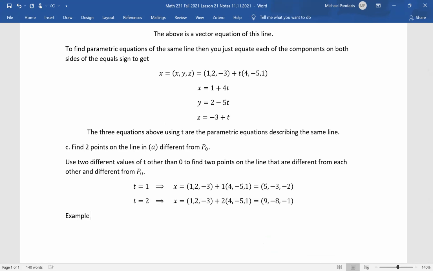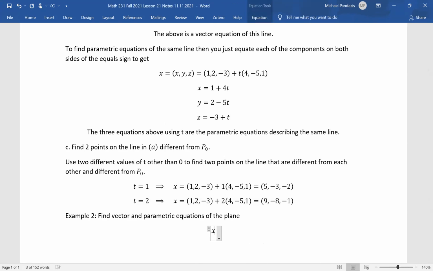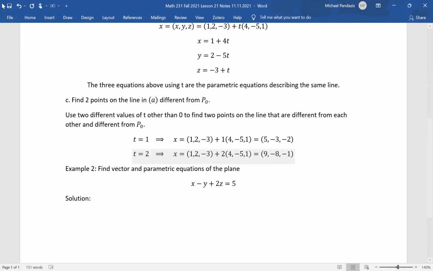Here's another example. This is example 2. Find vector and parametric equations of the plane. And so the plane is represented by x minus y plus 2z is equal to 5. And so here's the solution. Find vector and parametric equations of that plane. Okay, so solving for x, we get that x is equal to y minus 2z plus 5.